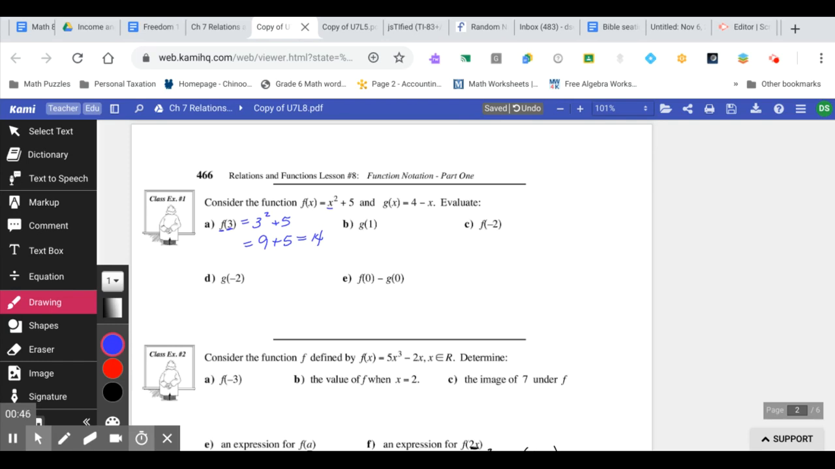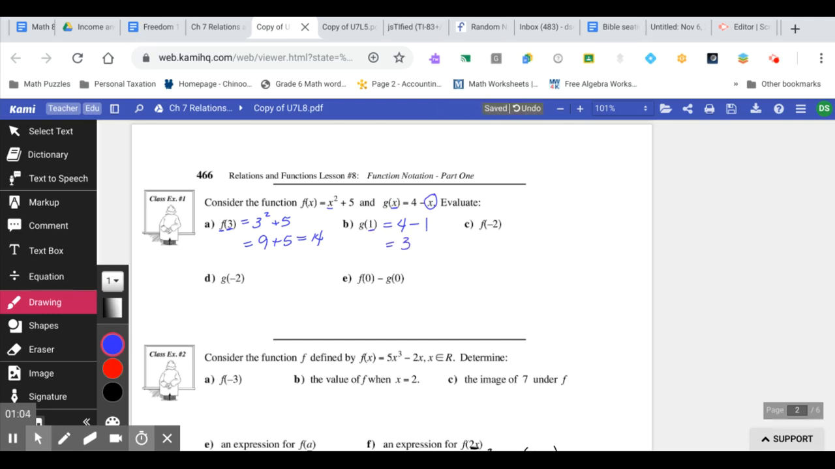Letter B, g sub 1, or g of 1. So g of 1 means I put my 1 everywhere there's an x. So I'm going to go 4 minus 1. This x was replaced by a 1. So this x is replaced by 1. And my answer is 3.